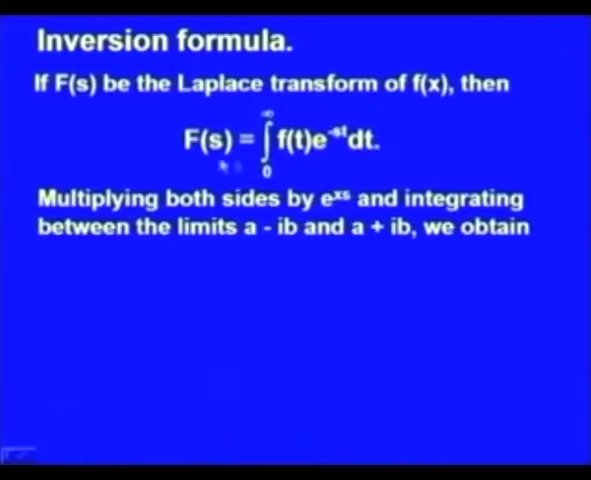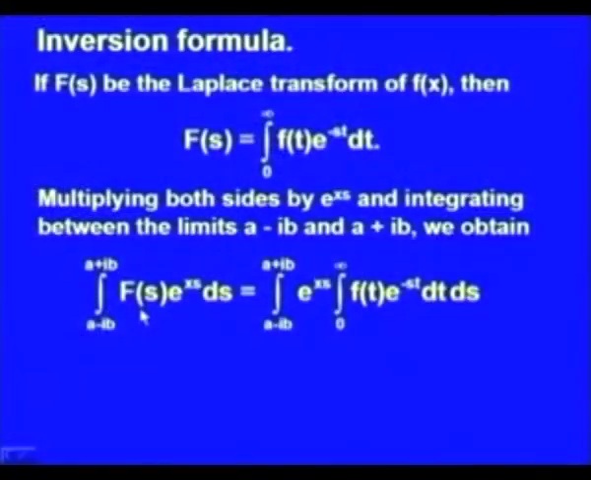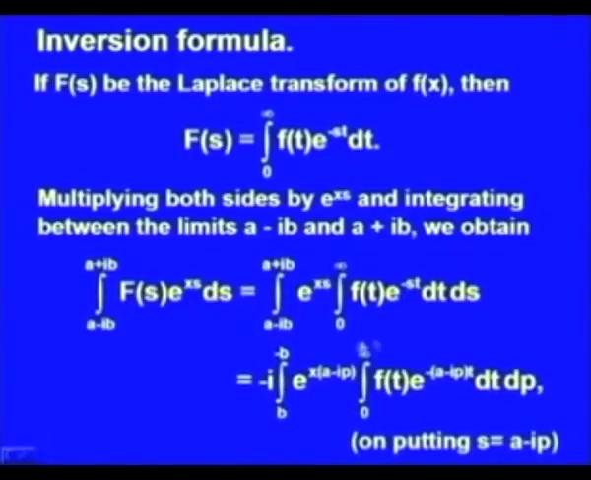Now, let us multiply both sides of this equation by e to the power xs and integrate between the limits a minus ib and a plus ib. We will have the integral from a minus ib to a plus ib of f bar(s) e to the power xs ds equal to the integral from a minus ib to a plus ib of e to the power xs times the integral 0 to infinity f(t) e to the power minus st dt, ds. And when you put in the right hand side s equal to a minus ip, then ds becomes minus i dp. The limits of integration for s change from a minus ib to a plus ib to b and minus b, and we get this expression on the right hand side.